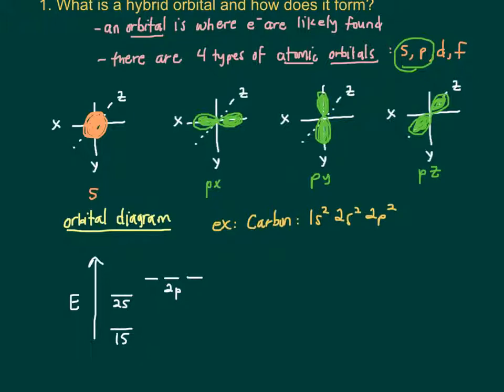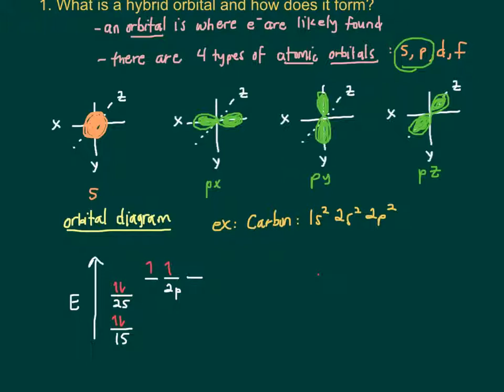So if we look at the electron configuration for carbon, its electron configuration is 1s2, 2s2, and 2p2. It has a total of 6 electrons, and we can actually draw those electrons as up-down arrows in our orbital diagram. So the orbital diagram shows us which orbitals these electrons are located in.